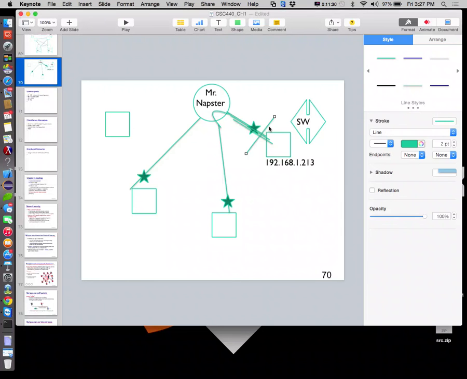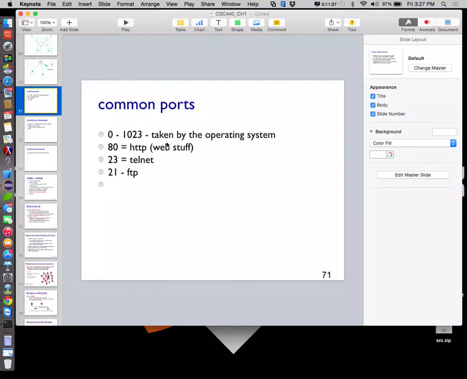In many cases, that's what we do. That's what modern firewalls do. They block everything that's not a common port, and then they open up ports as needed.